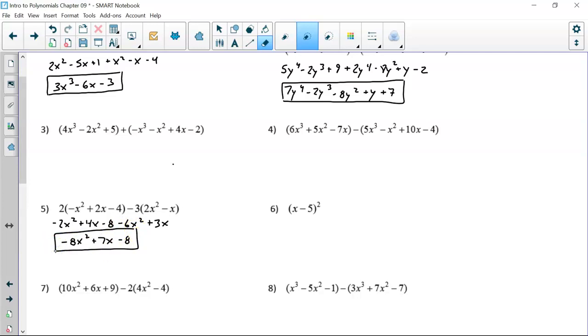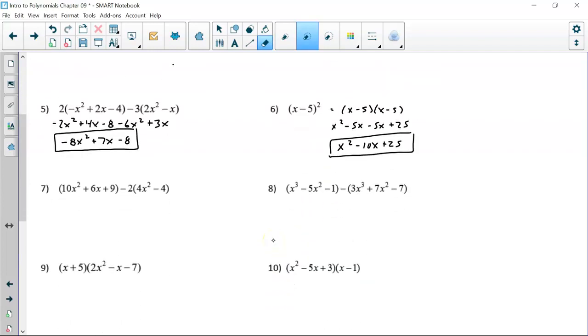Good. Number 6 now. Be careful with number 6. One of the ways you can do this is by writing it out. x minus 5 times x minus 5. So we're going to multiply the binomials. x squared minus 5x minus 5x plus 25. x squared minus 10x plus 25 is what we get when we multiply those.